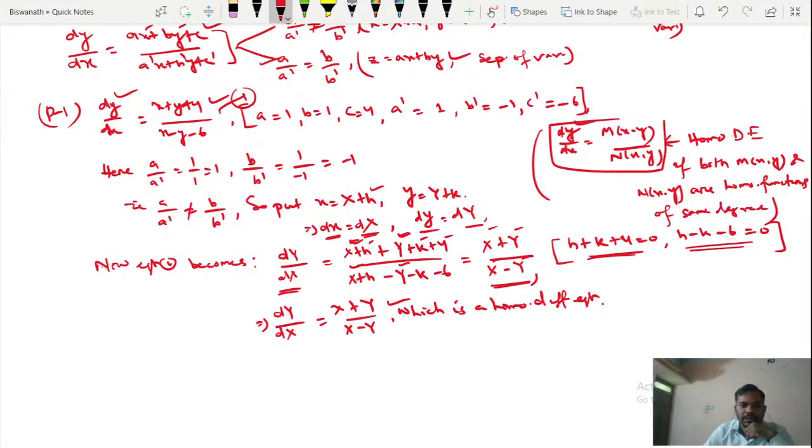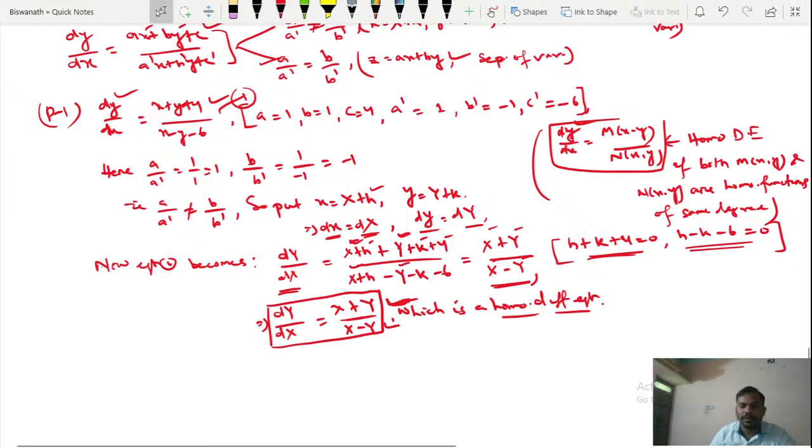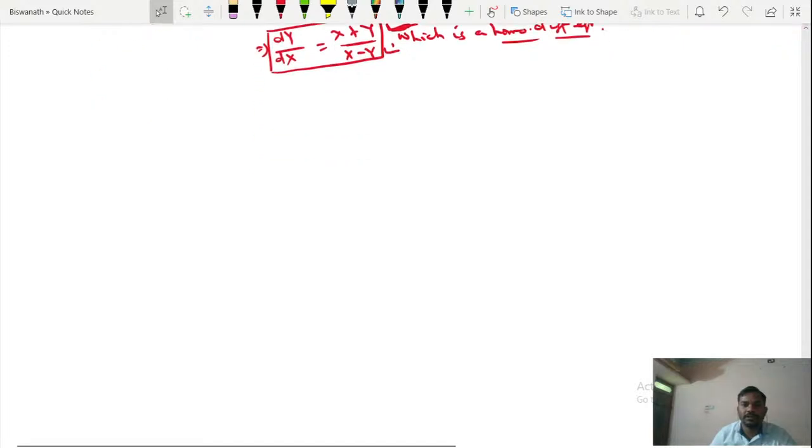Here if you check, dy by dx is x plus y divided by x minus y. The numerator x plus y is a homogeneous function of degree 1. Similarly, x minus y is a homogeneous function of degree 1. So both numerator and denominator are homogeneous functions of the same degree. That's why this dy by dx is said to be a homogeneous differential equation. So now it is reduced into a homogeneous differential equation, and we know how to solve a homogeneous differential equation.